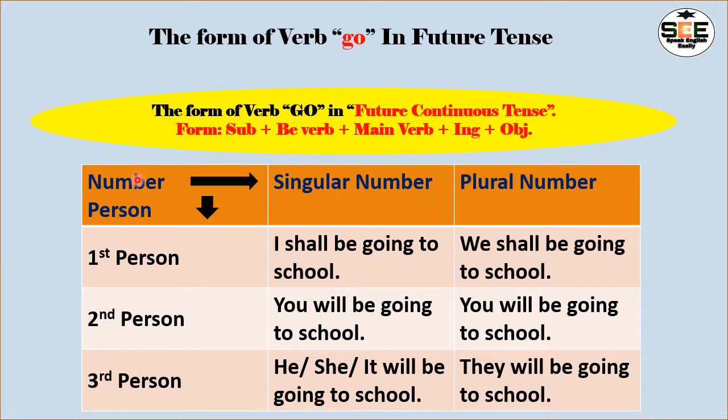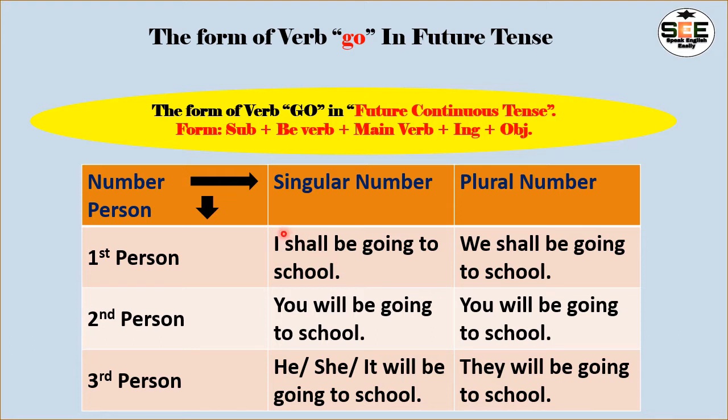Here in this table we can see this arrow marking indicating number, singular number and plural number, and this downward arrow marking indicating person: first person, second person and third person. So first person, singular number: I shall be going to school.